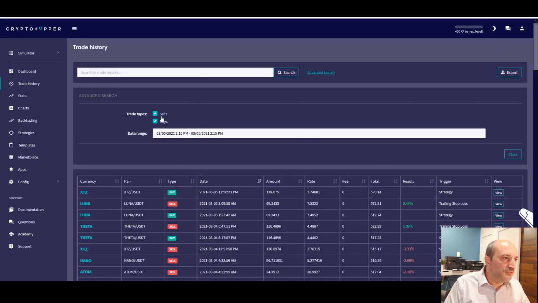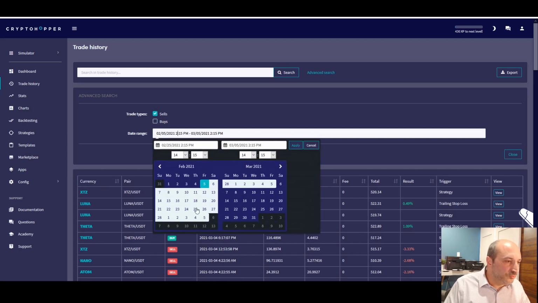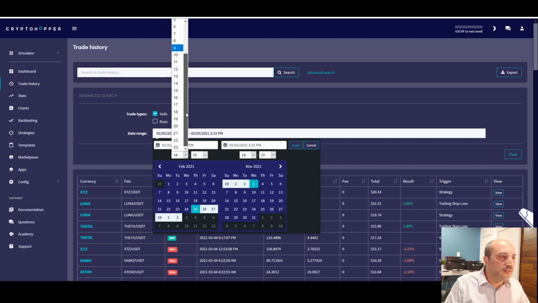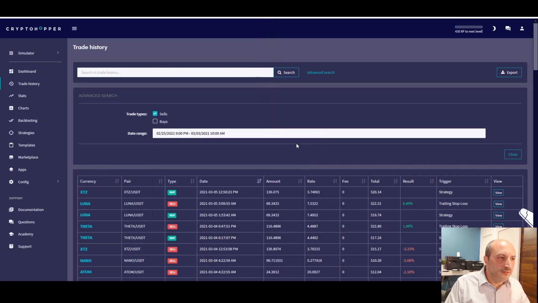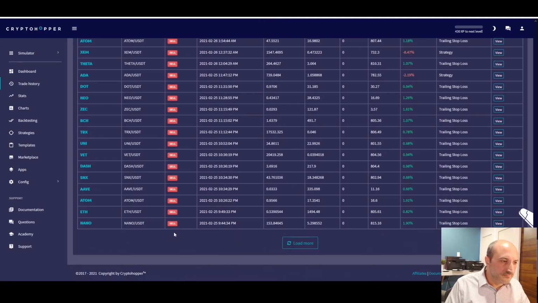If we go back to the dashboard, and then go back to the trade history, let's do a search only for the sells with those specific dates. So it was on the 25th up to right here, and I started this at 9 at night, and I stopped it at 10 o'clock. Apply and search. Let's go at the beginning.